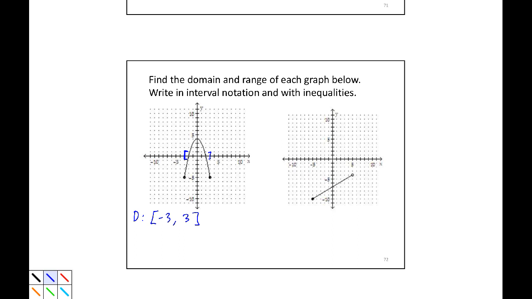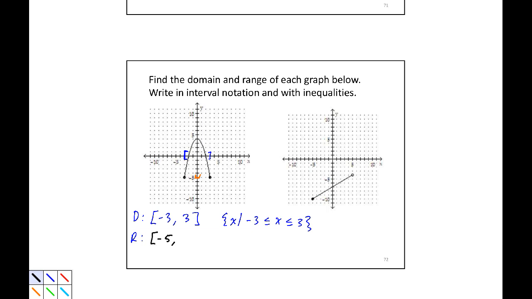Now, as an inequality, x such that negative 3 is less than or equal to x, which is less than or equal to 3. Now for our range, the lowest our function gets is minus 5, it appears. Okay, so we have minus 5, and that is included, we have two closed dots there.